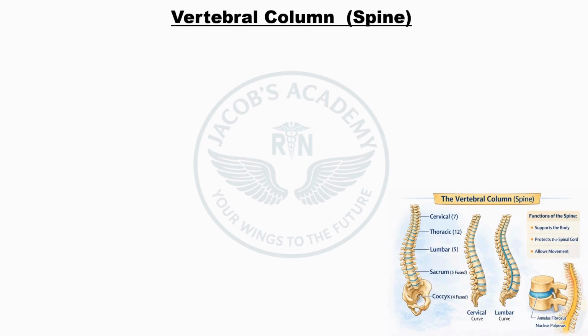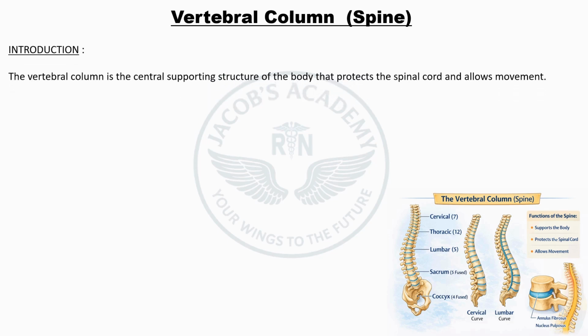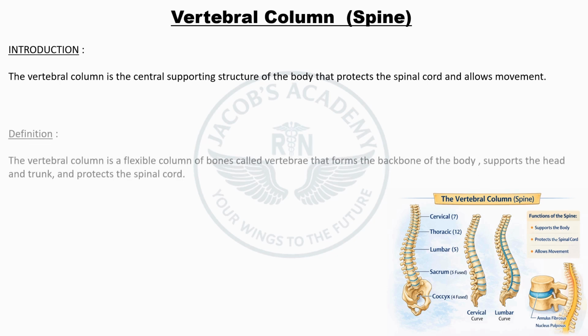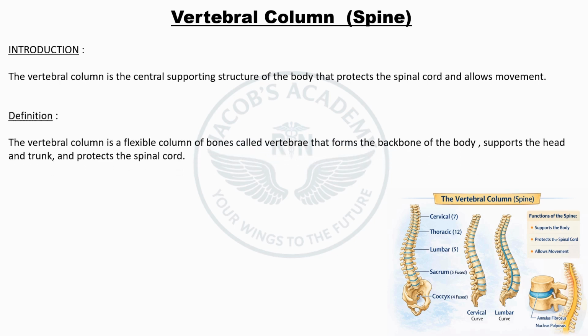So let's begin our next topic, the vertebral column, also known as the spine. Here we can see the introduction. The vertebral column is the central supporting structure of the body that protects the spinal cord and allows movement. Coming to the definition, the vertebral column is a flexible column of bones called vertebrae that forms the backbone of the body, supports the head and trunk, and protects the spinal cord.